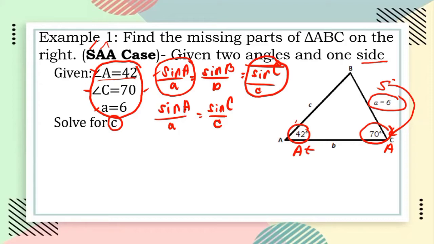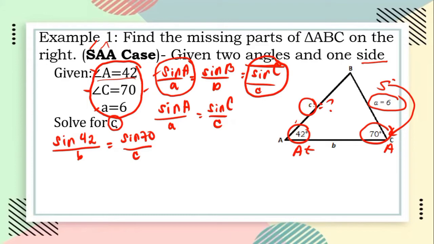After that, substitute our given. The capital A here corresponds to angle A, which is 42 degrees, over the small letter a, which is 6, equals sine C. Angle C is 70. Next, side C is missing, so let's write that as C also. Now you have to prepare your calculator to find the value of sine 42 and sine 70.